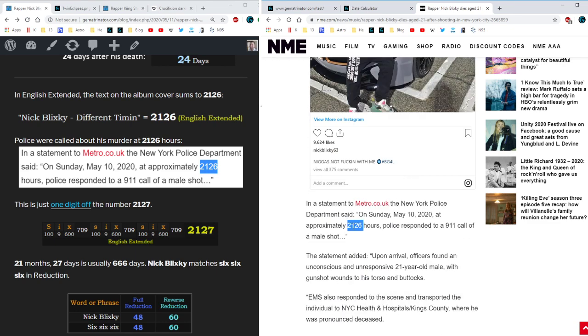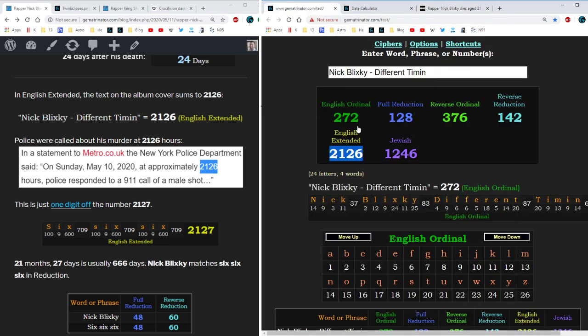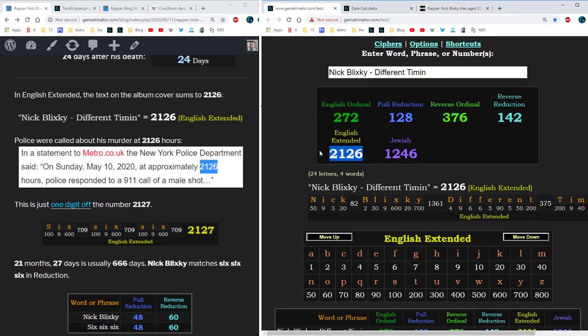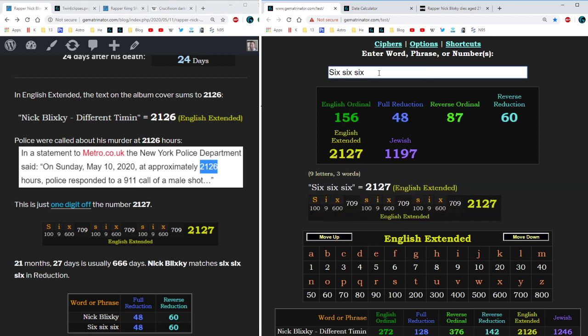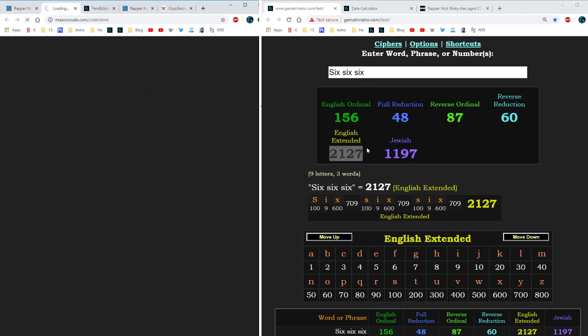Notice how police were called at approximately 21:26 hours. When do you ever see a news outlet publish a time like this? There should be a colon in between this, or approximately 9:30 p.m., something like that, but it says 21:26. Well, now you understand why, because this album that's coming up has gematria of 21:26. Notice how this is just one digit off 21:27.